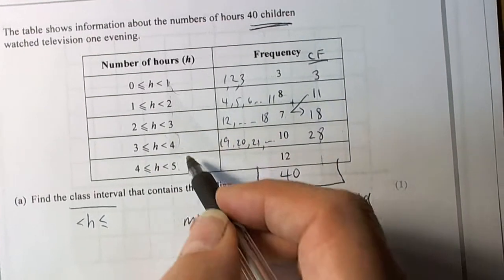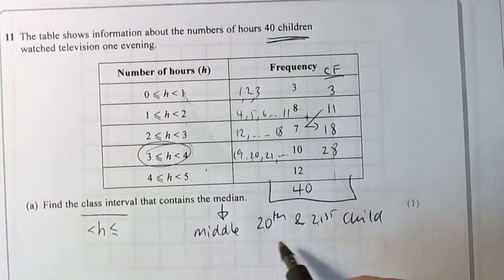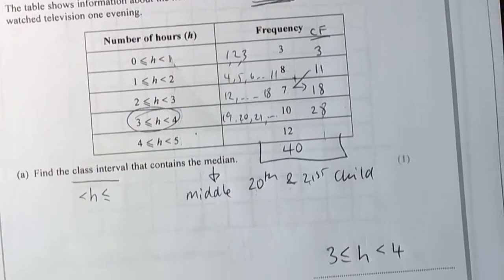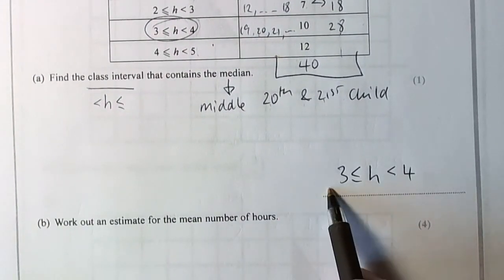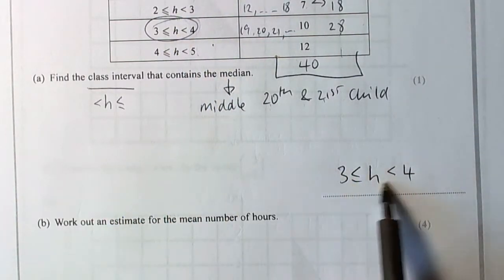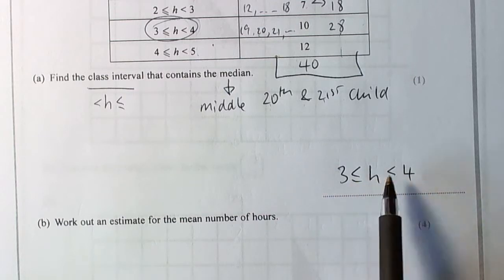So therefore the class interval for the median, the 20th and 21st people who were the median people, is between 3 and 4 hours. So the answer has to be the same as the interval they give you. Always be careful that you copy down what was in the table, and that's the interval up there.